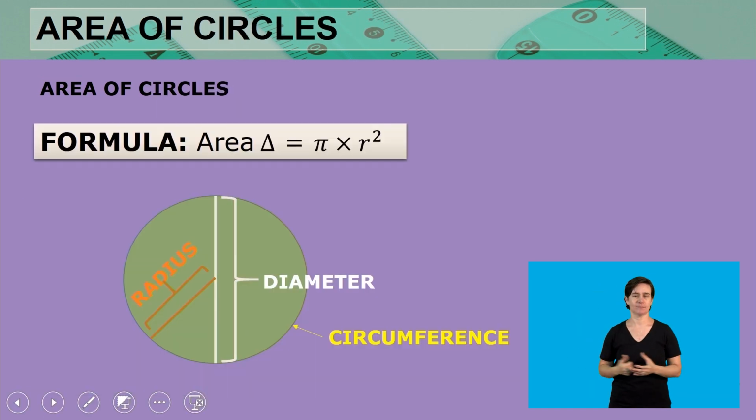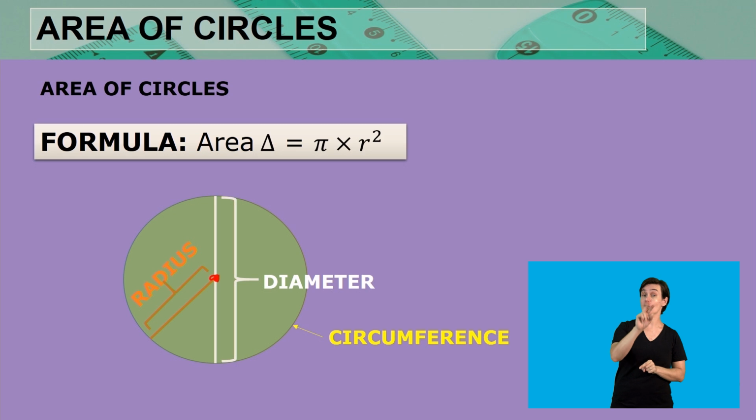Then next, when we're looking at the area of a circle, remember in a circle we have the radius, which is the distance from the center to a point on the circumference of the circle. When we are calculating the area of a circle, the formula is pi multiplied by our radius squared.